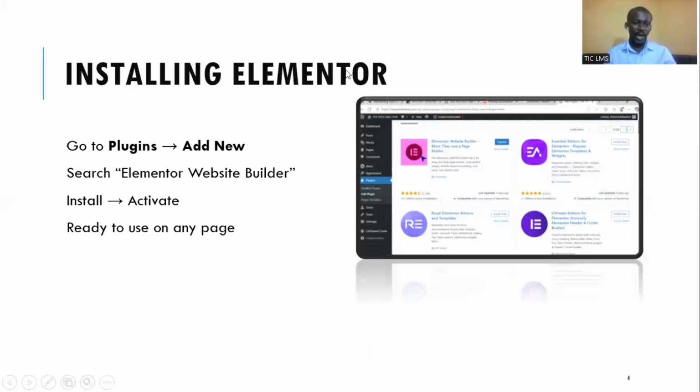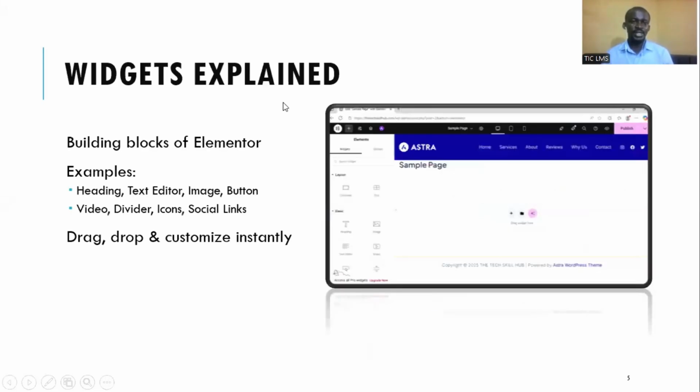All right, so we've added a new plugin, which is Elementor. Now, the next thing is we want to talk about widgets. Now, widgets are building blocks. Examples of widgets, we have heading, we have text editor, we have image, we have button, we have video, spacer, divider, icon, social icons, Google Maps, etc. As you can see in this image.